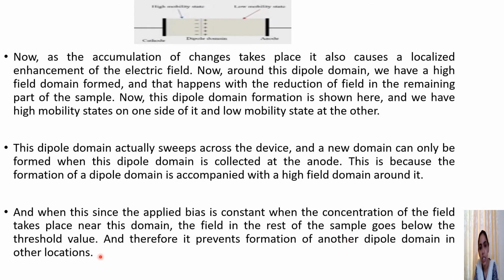So we have already seen the basic principle. This is a voltage control mode. We are having a very high field domain separating the low field domain region. Once this region reaches the anode, only then can another domain be formed. Since the regions other than this dipole region have a lower electric field, below the threshold, it prevents the formation of another domain.